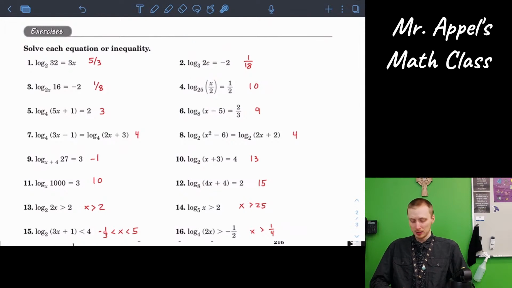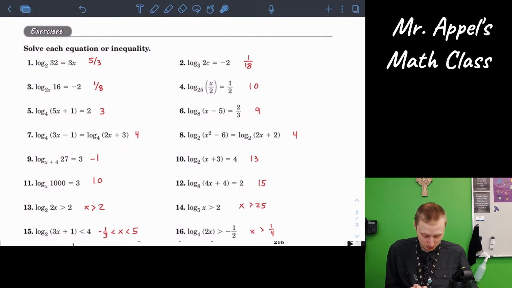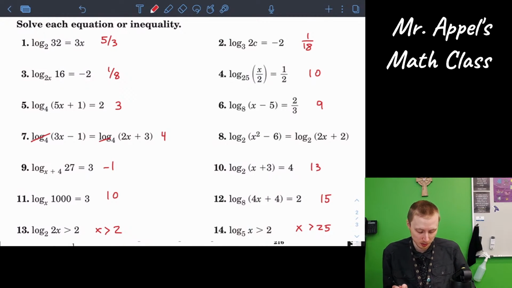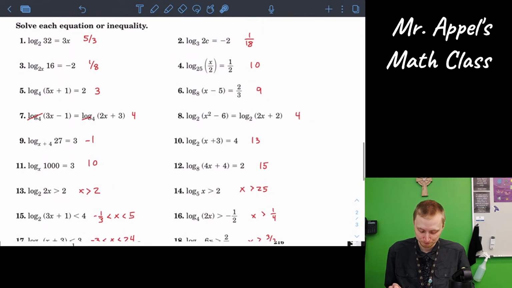Others, once we get down to, let's say it's 7 and such, we're going to make use of the fact that it's a log of the same base on both sides. So we can have our special property. Technically, we're exponentiating both sides of 4 to the, but effectively we can just cross out the log and just say, hey, 3x minus 1 equals 2x plus 3. Solve for x. Done.